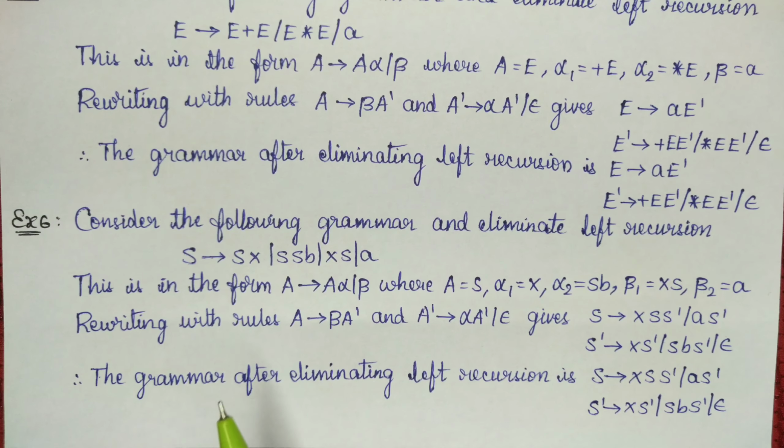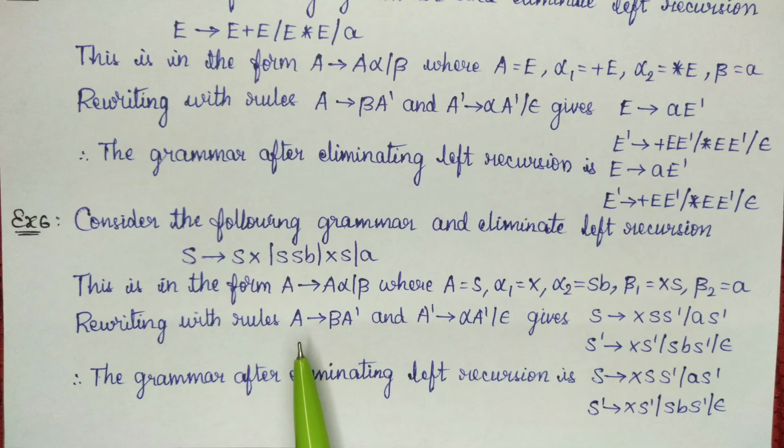Let's see another example. The grammar is S produces SX or SSB or XS or A. Compare it with our grammar, A produces A alpha or beta. For S produces SX, A is S and alpha 1 is X, and for S produces SSB, alpha 2 is SB, beta 1 is XS and beta 2 is A.